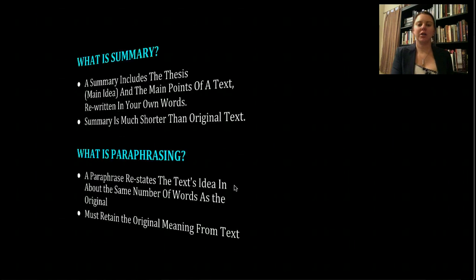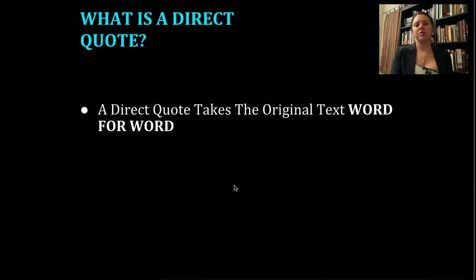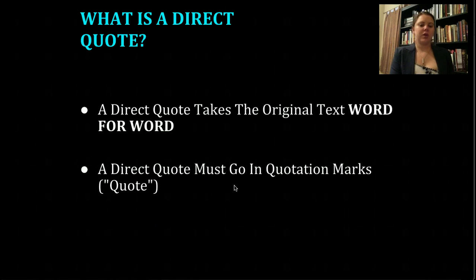Next, when you directly quote, you're actually going to want to think about the words. If the words are important, for instance, you're picking someone who's an expert in the field, then of course their words are going to be important, or you really liked the way something was worded in an article, then you are directly quoting it. So that's word for word. And in a direct quote, you must put that in quotation marks. So anything word for word will go inside of those quotation marks.